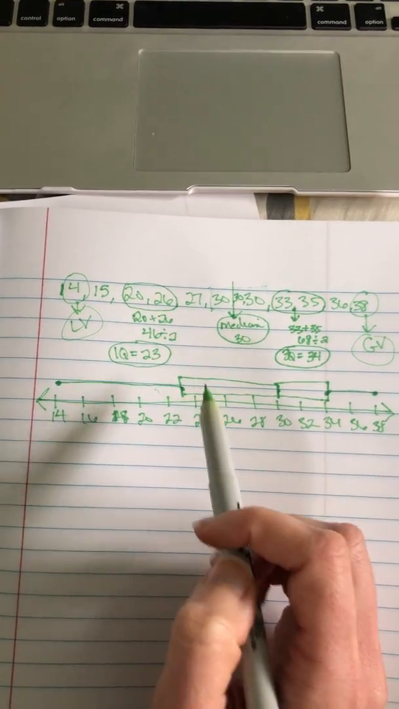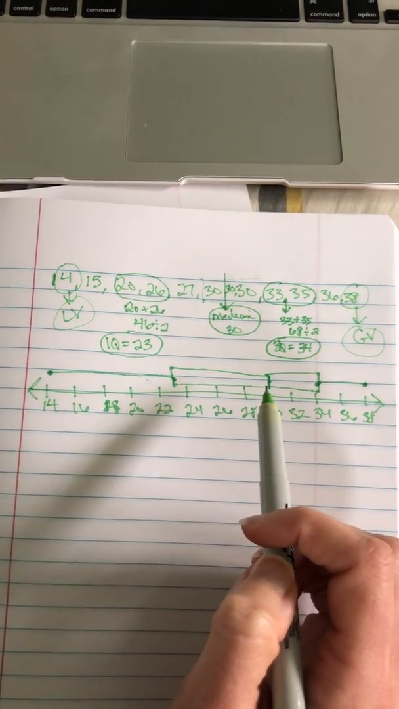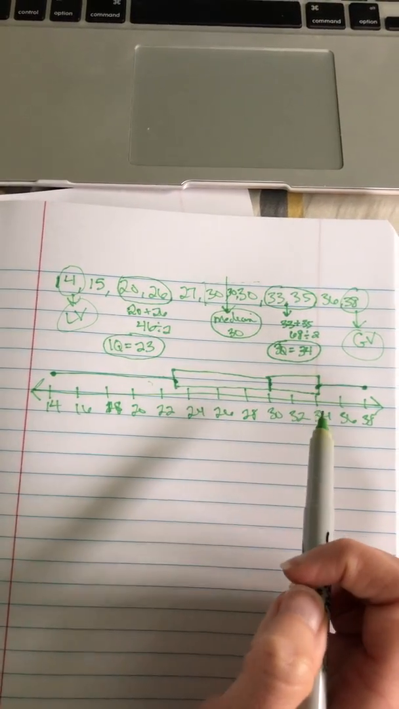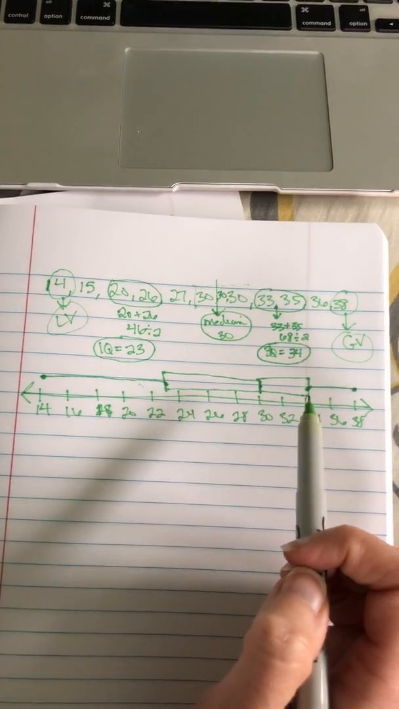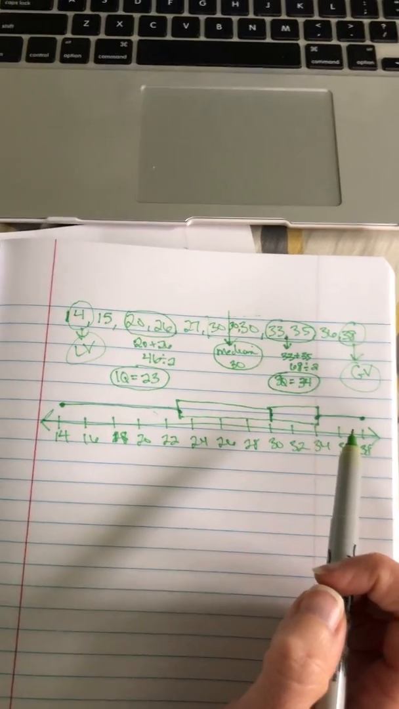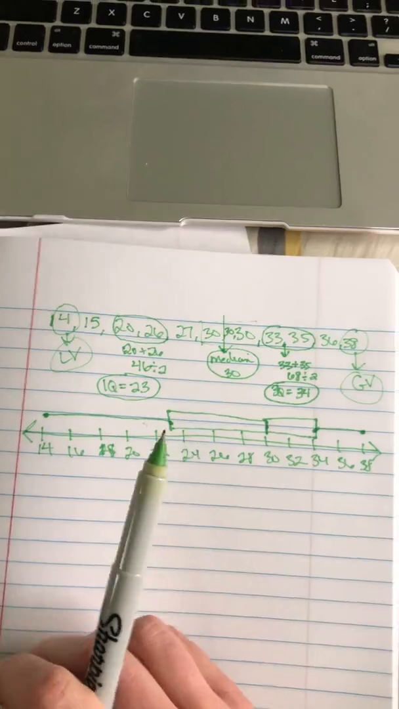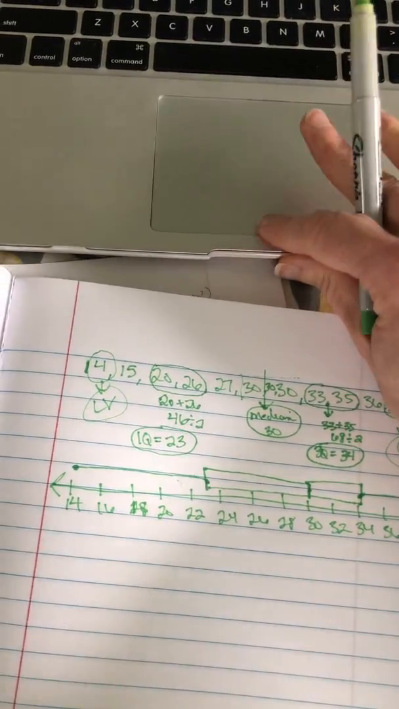1/4 of my data was from 23 to 30. Another 1/4 of my data was 30 to 34. And then 1/4 of my data was from 34 to 38. Okay. All right, let's look at the next example.